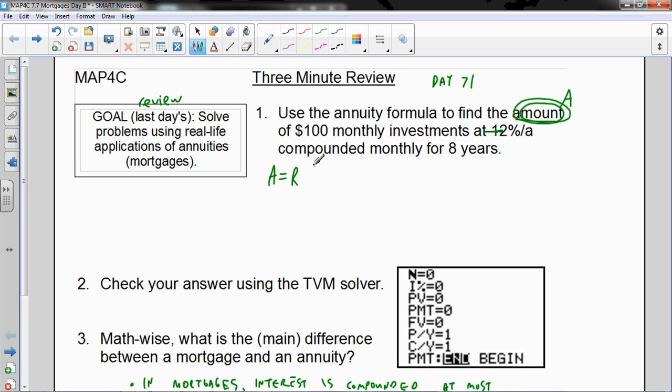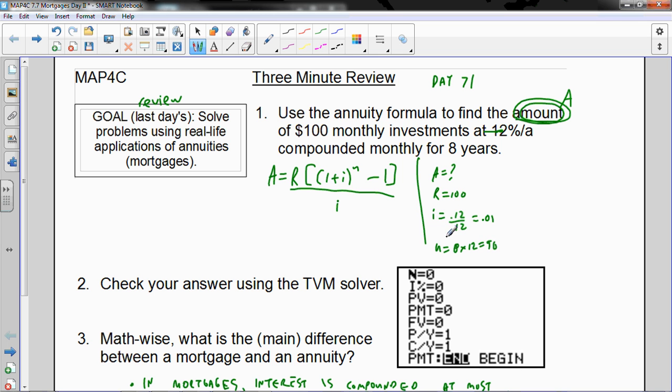It's this formula, because it's regular payments, and I'm given R, $100 regular payments. A is what I want to find, R is 100, i is 12%, but it's monthly, so that goes nicely. N is 8 years, but 12 times a year is 96 payments. And then I can just fire this into a calculator.